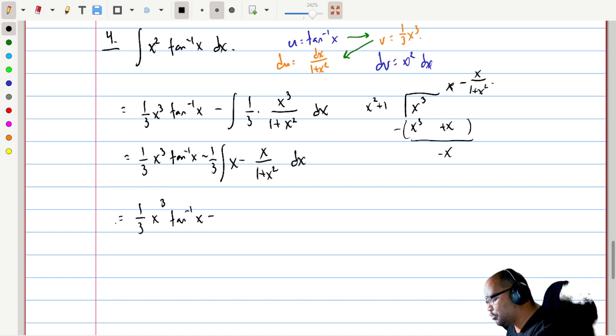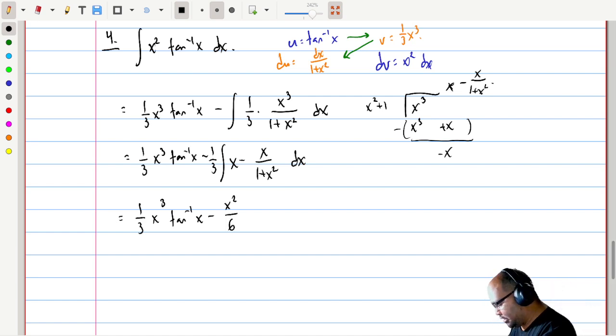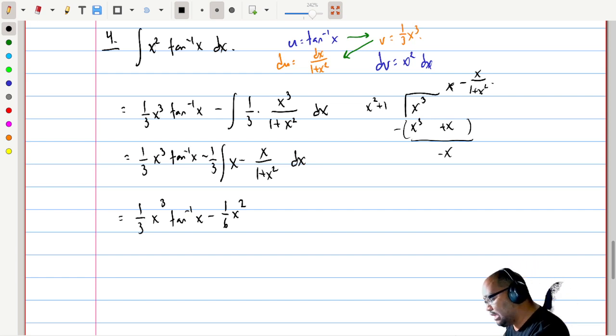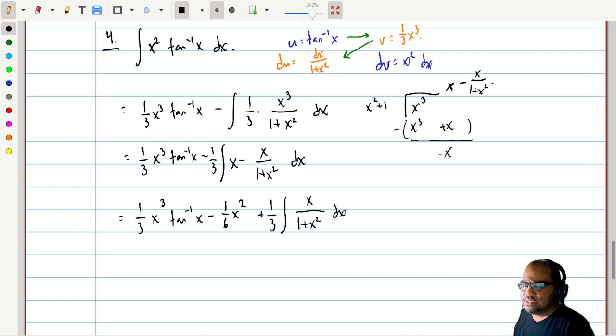Integrating x, that's just x squared over 2, so I get x squared over 6, okay? Sure, 1 over 6 x squared, same thing. Okay, verify to yourself that that does work. And then I'll have, well, minus times minus is a plus, so I'll have 1/3 of this integral here.